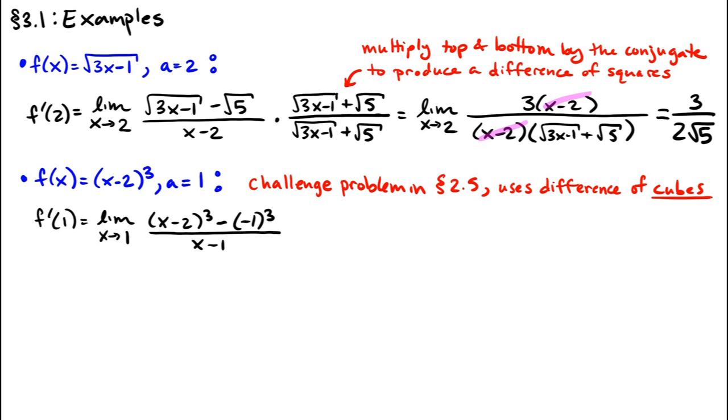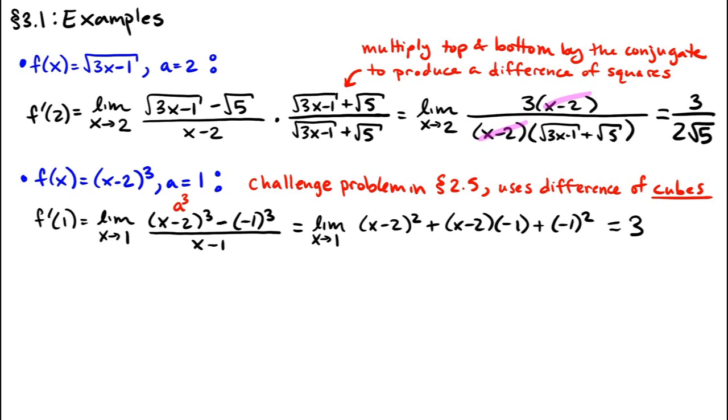If we use the difference of cubes here, we end up with this expression, and now substitution just gives 3. When we're using the difference of cubes here, we're saying x minus 2 is a, and negative 1 is b. After we cancel out that shared factor of x minus 1, we get a squared, a times b, and b squared.